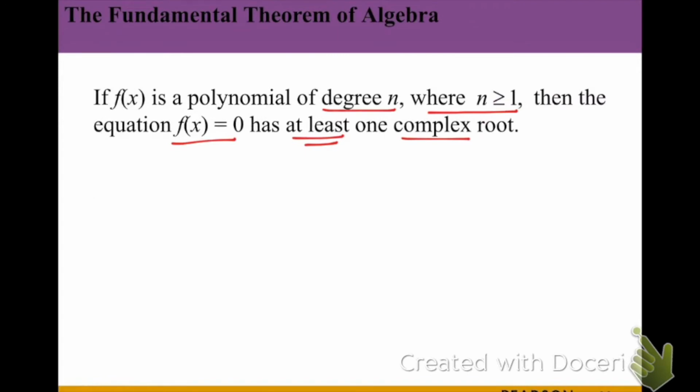One of the key components of all of algebra is what we call the fundamental theorem of algebra. This says that if f of x is a polynomial of degree n, where that degree is greater than or equal to 1, then the equation f of x equal to 0 has at least one complex root. So if we have a polynomial of at least degree 1, then it's going to have at least one root. Remember, in this case, that root can be real, it can be imaginary, because complex numbers consist of both the real and imaginary numbers.